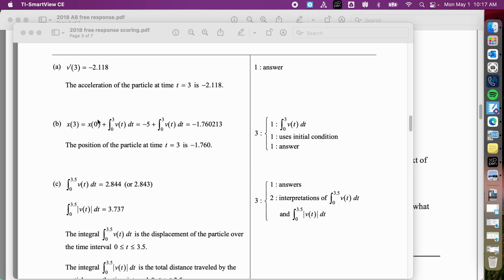I believe they rearranged it already. The position at time 3 is the initial position plus how far you went from 0 to 3. And then you would essentially type this in your calculator. Now, you'll notice that they scored points for you actually writing down the initial condition. So I wouldn't be too shocked if some of you just did all of the work on your calculator and then wrote an answer down.